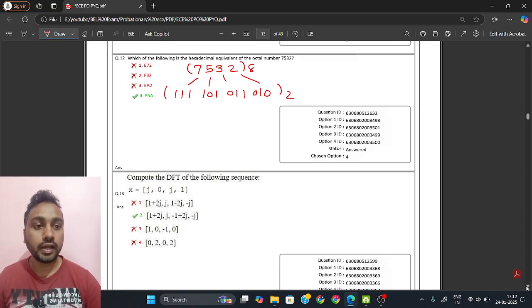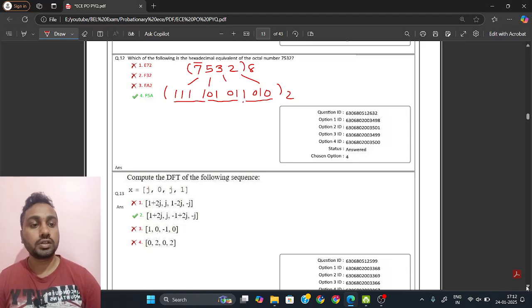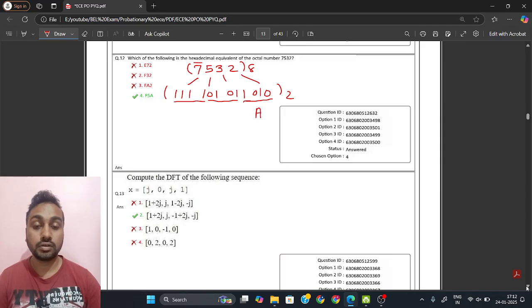Now we have to go for hexadecimal. For hexadecimal, from this side you have to make groups of 4. So 1 0 1 0 is 10, and 10 we represent with A. Now 0 1 0 1 means 5. And 1 1 1 1 means 15, which is F. So I think this is your answer. Option 4 is the right answer.